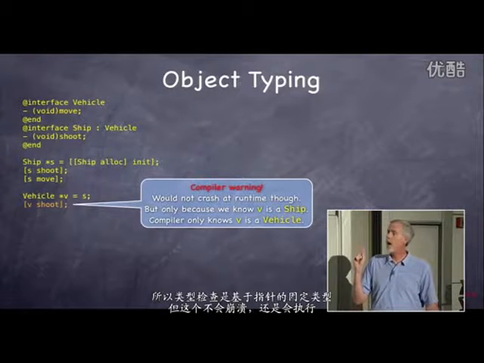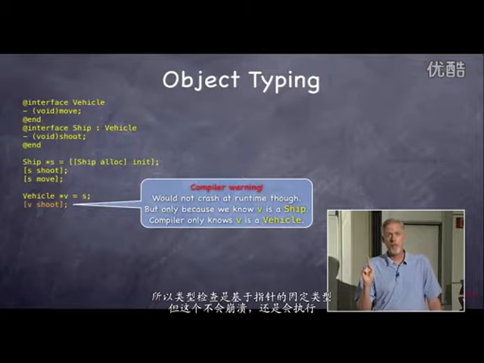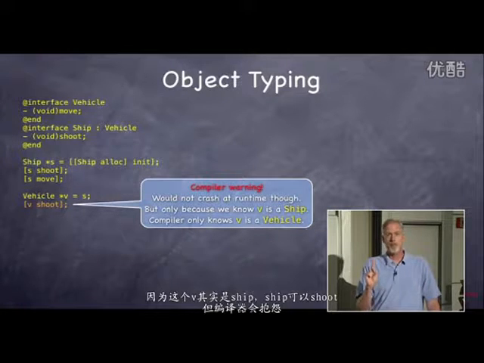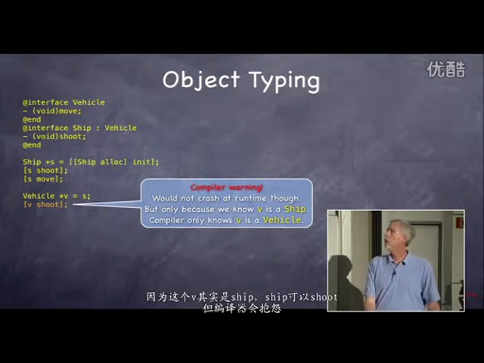So while this would not crash at runtime, this would work at runtime because v contains a ship, and a ship understands shoot, so it would not crash. It would actually shoot. The compiler will complain.